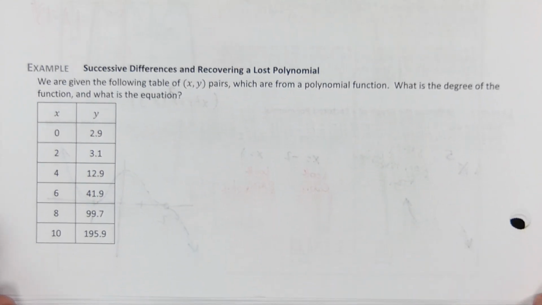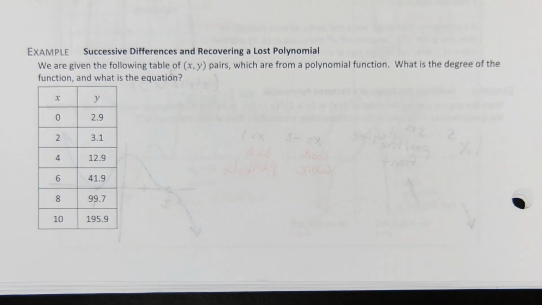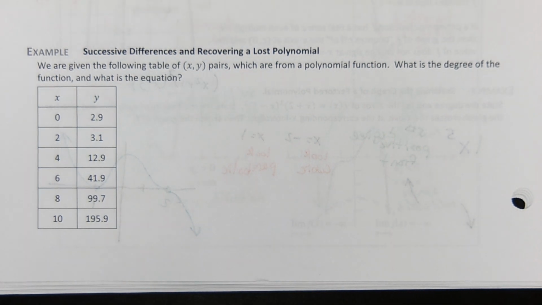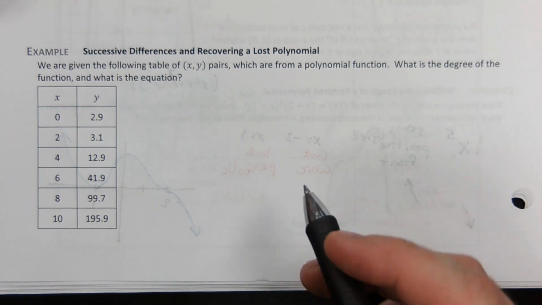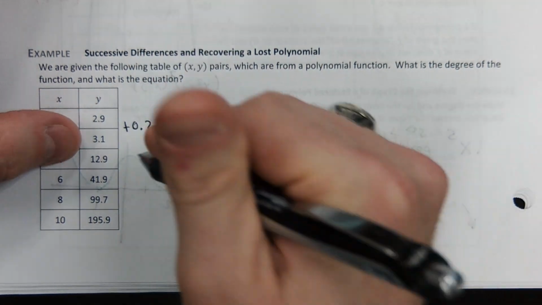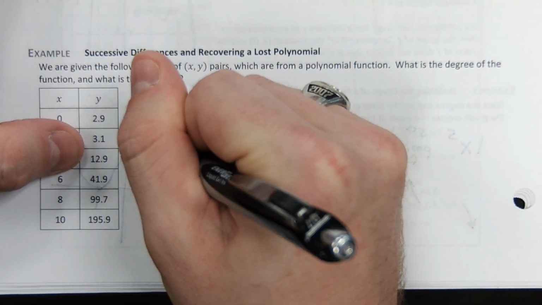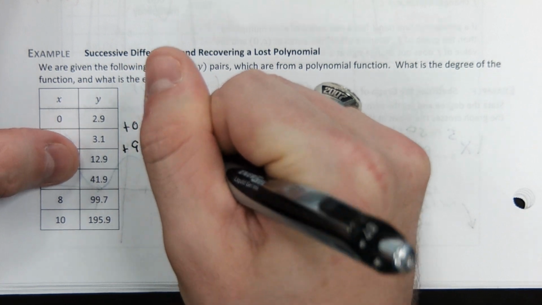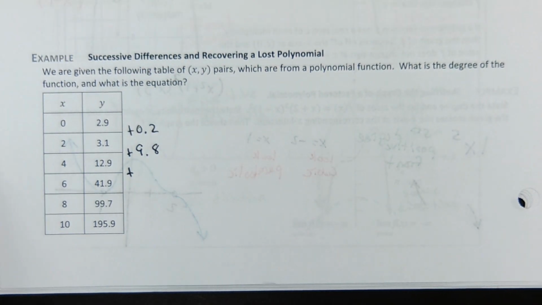Anyway, to correct that mistake, here we have a table of values that come from a polynomial of some sort, and we don't know what kind. Our job is to figure out what the equation is using our calculator's regression features. So we look for our first differences, which are slopes. From here to here is plus 0.2. And then from here to here I have plus 9.8. And then plus 29.